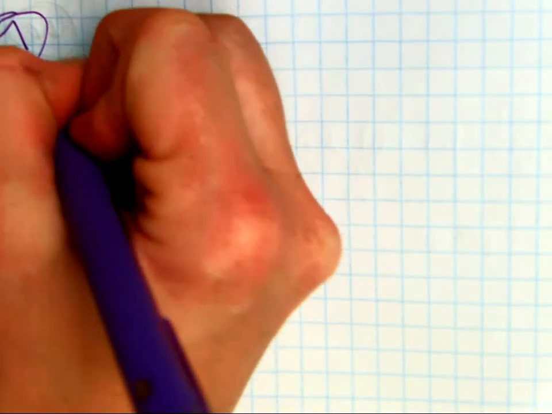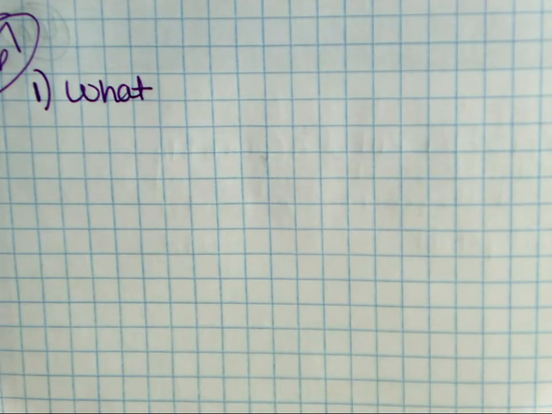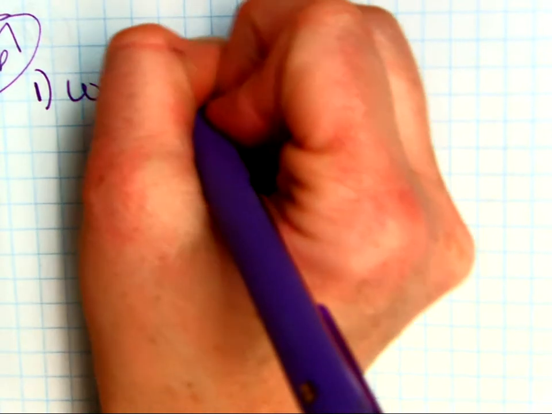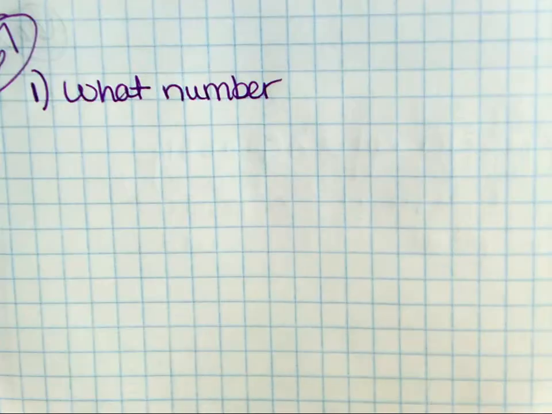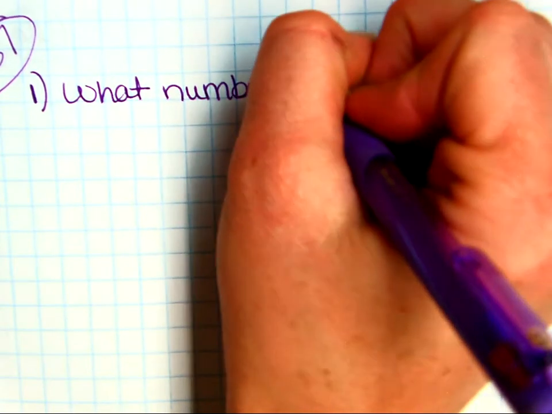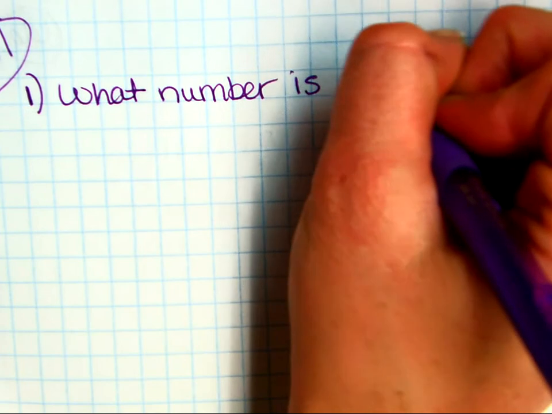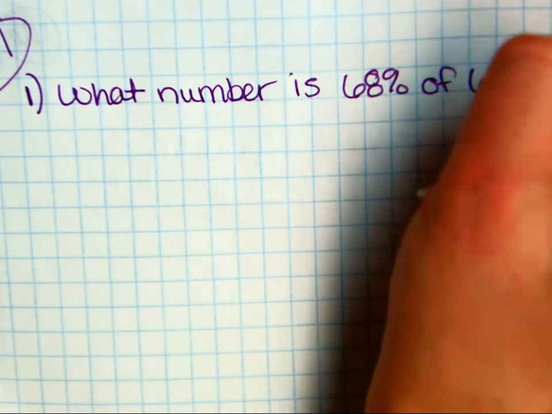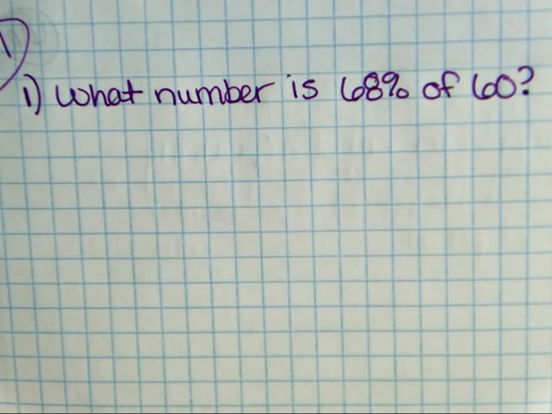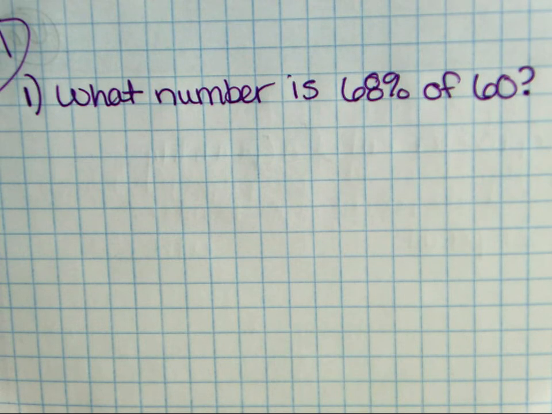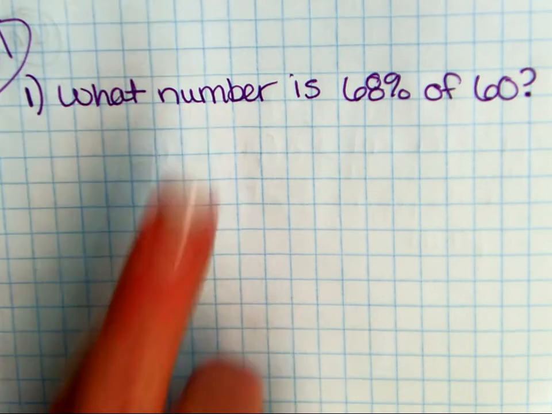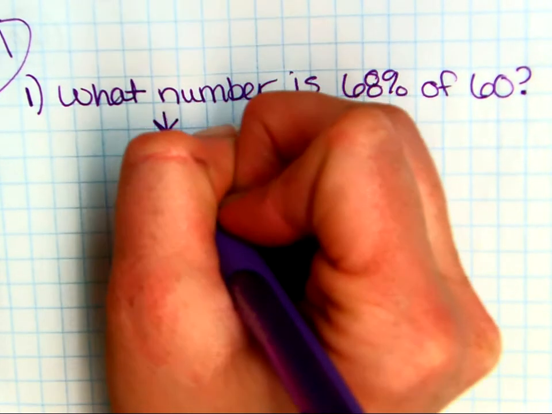And on page 67, I'm going to write the question, what number is 68% of 60? So let's start off by first looking at the words that we know, because step number 1 was translating the words we know to mathematical symbols to create an equation. When I see what number, I know that refers to the variable, and I'm going to call it x.